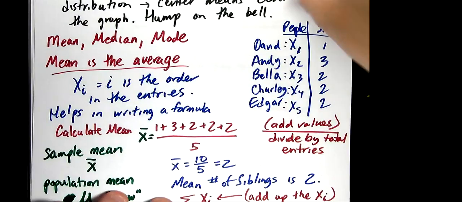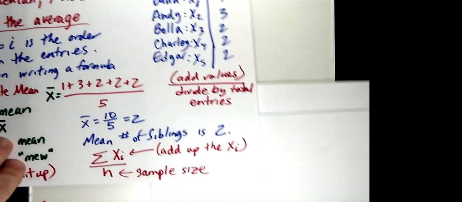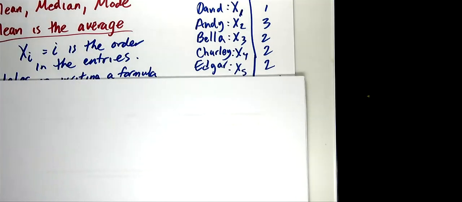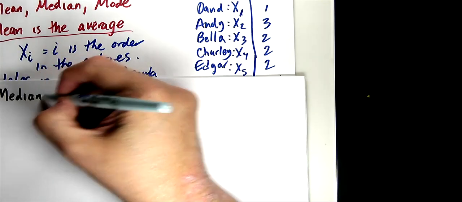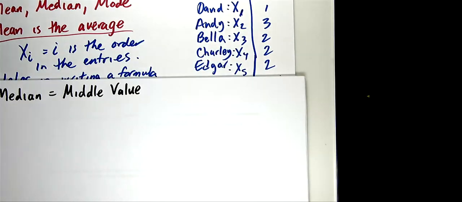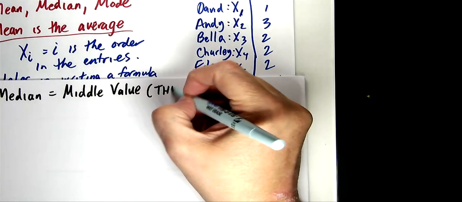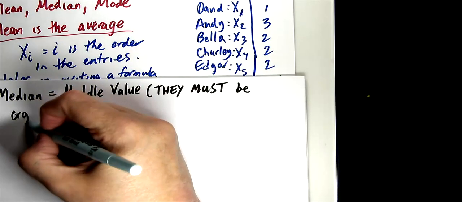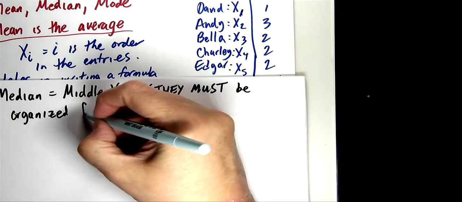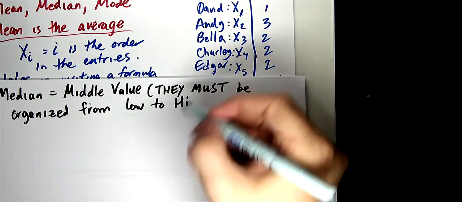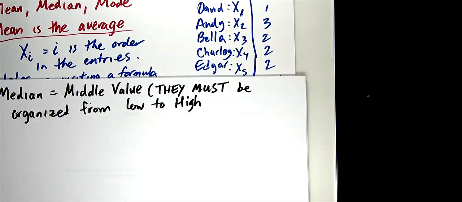So let's take a look at median. What does median mean? The median means the middle value. But they must be organized from low to high. I guess high to low works as well, but there's got to be order. They either got to be all going up or they all got to be going down.